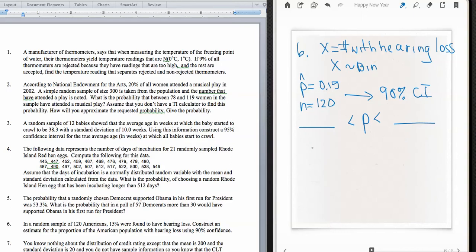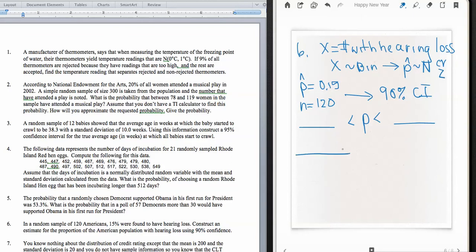So I need to do my z-score, right? I need a critical value, and x's distributed binomially. The sampling distribution of the p-hats is distributed normally, so that means our critical value is a z.